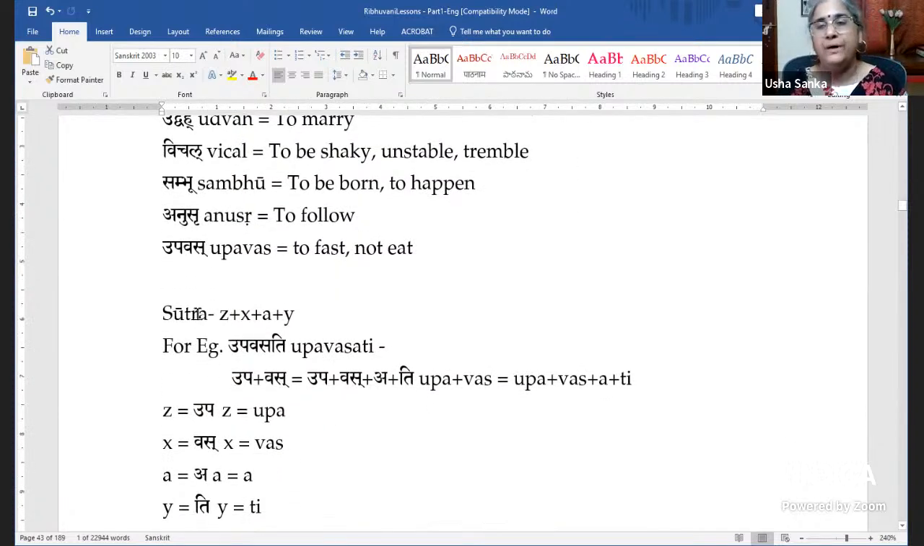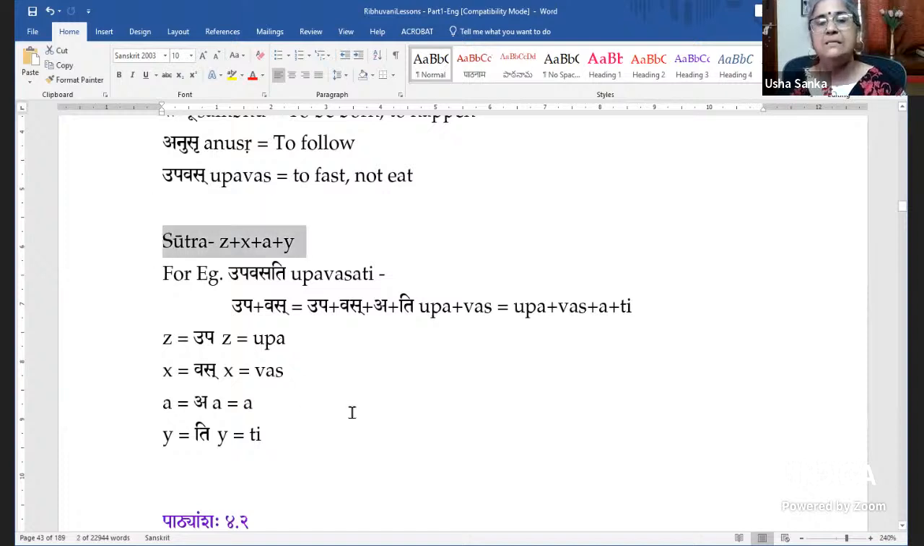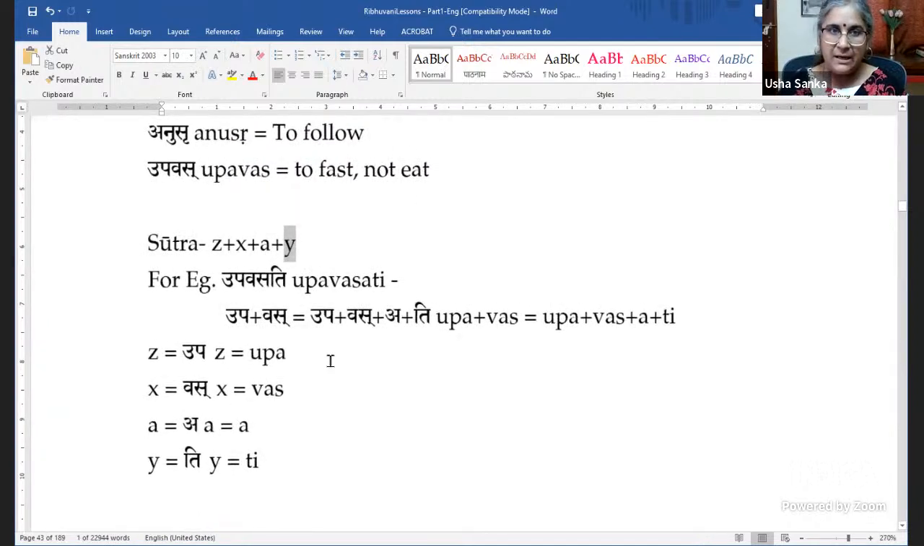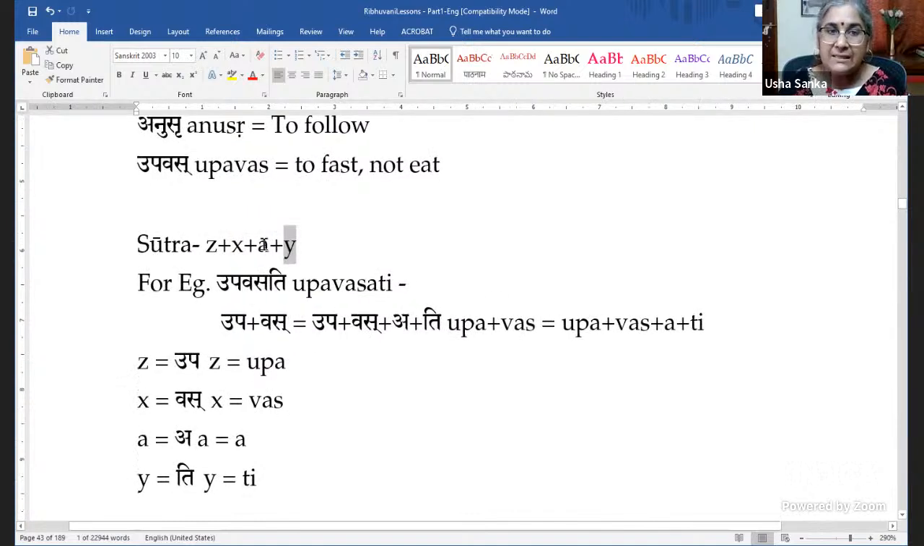Now we will go to the sutra part, the principle part. So what is the principle behind it? We already know x plus y, which is dhatu and the pratyaya. And we had x plus a, which is a vikarana pratyaya. Now we have a new element called z. We call it z in India, some people call it zed, whatever it is. This element is added. I call it z because I am used to that.